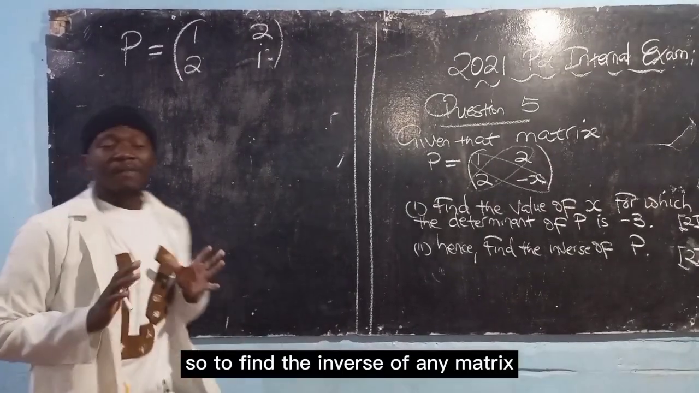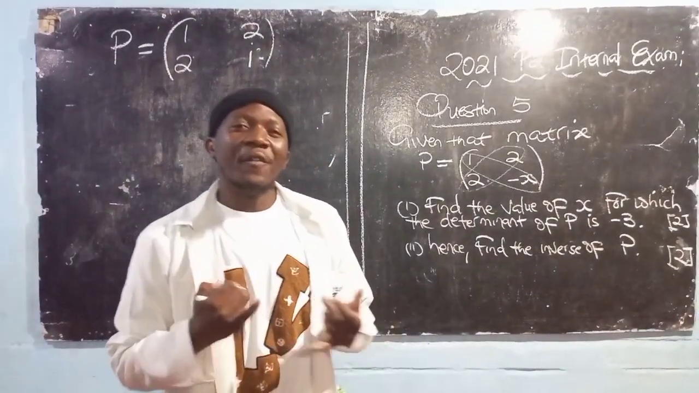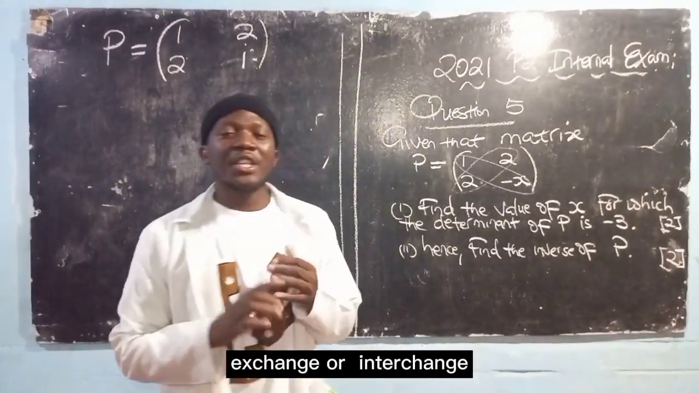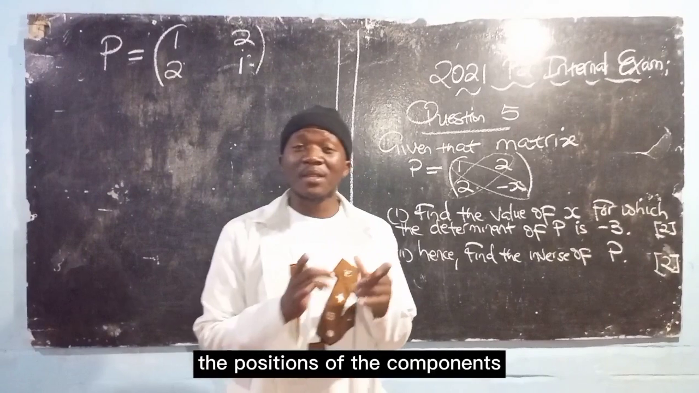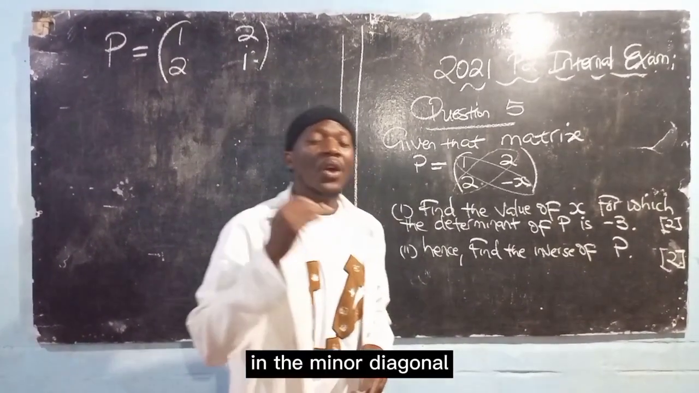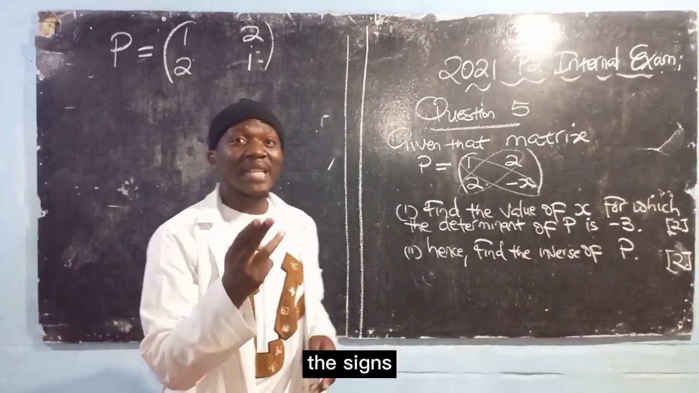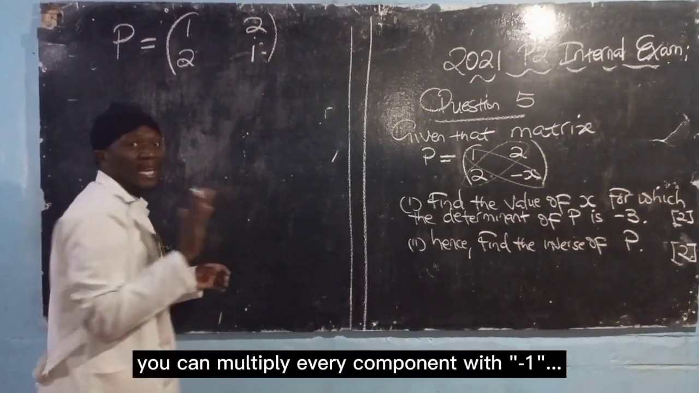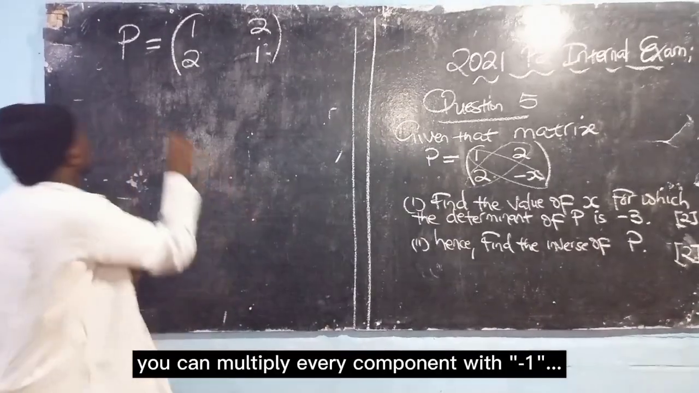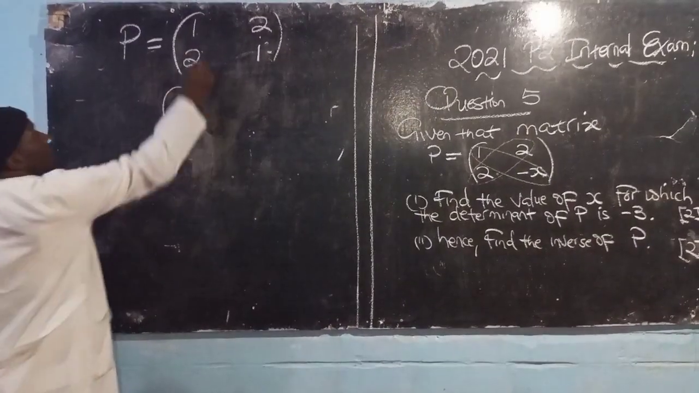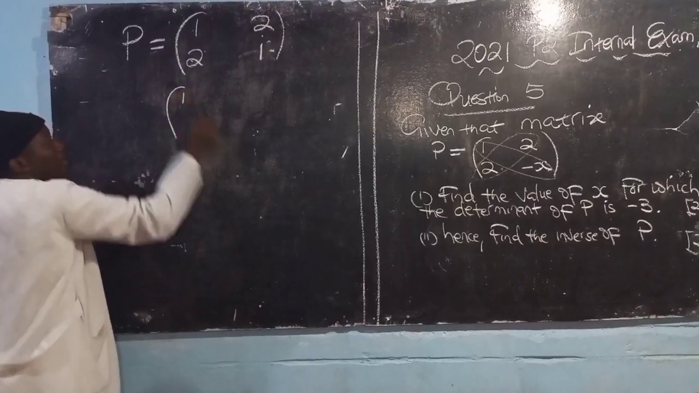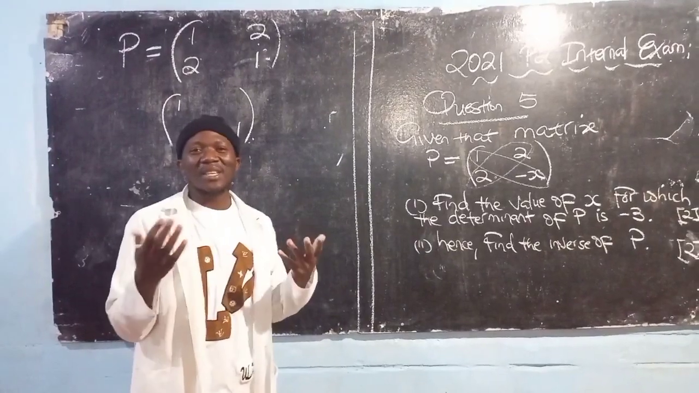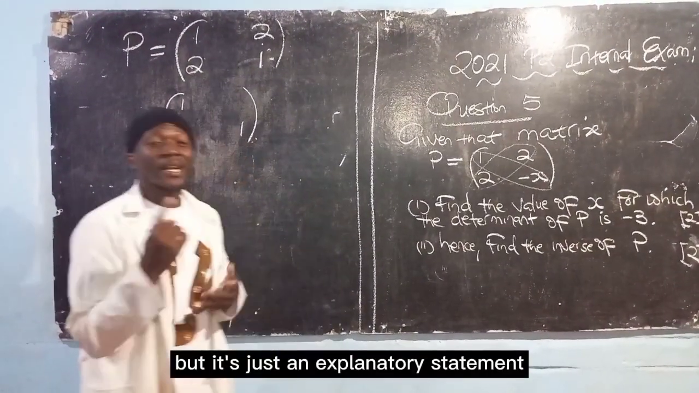To find the inverse of any matrix, the first step is always that in the major diagonal, you interchange the positions of the components. In the minor diagonal, you interchange the signs. In other words, in the minor diagonal, you multiply every component by negative 1. So the new matrix is going to be this 1 and 1. We change the positions, but since they are the same, no difference can be seen, but it's just an explanatory statement.